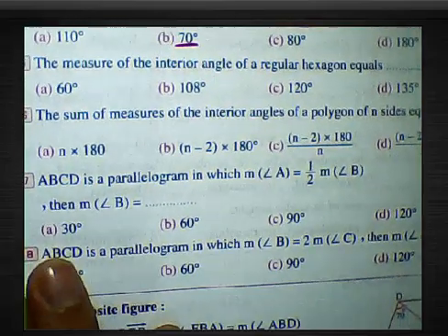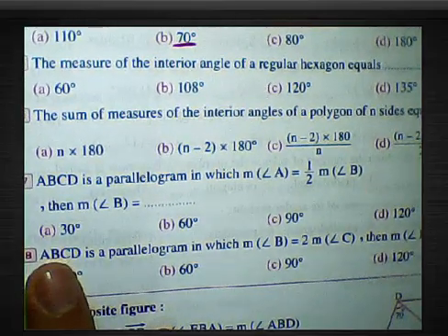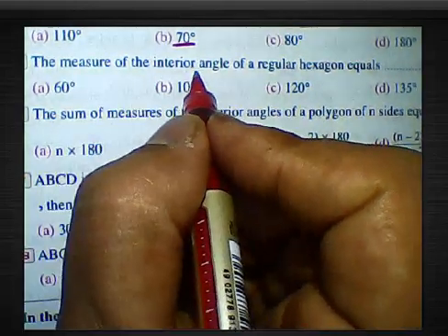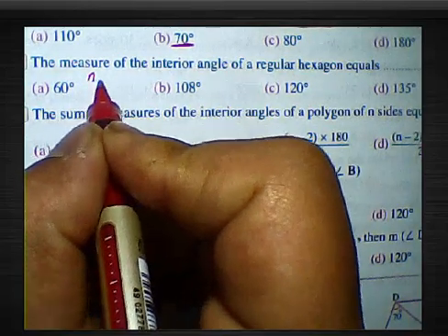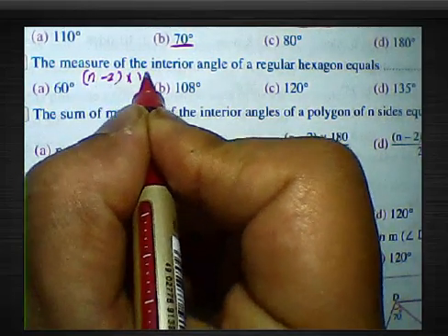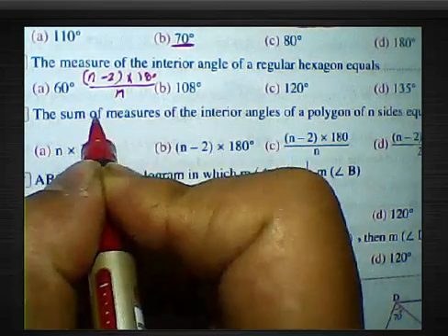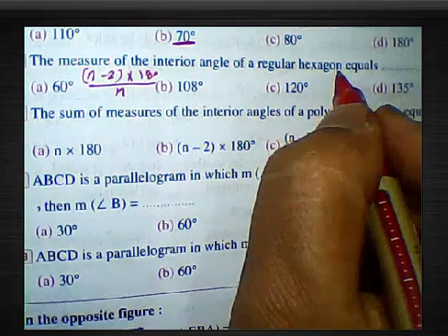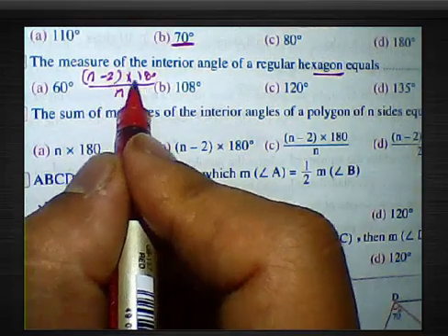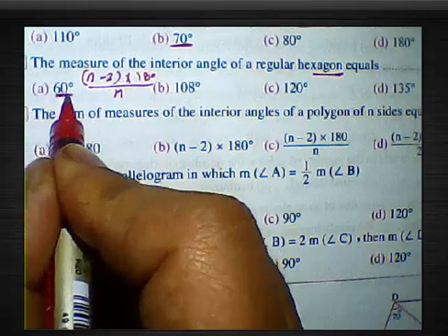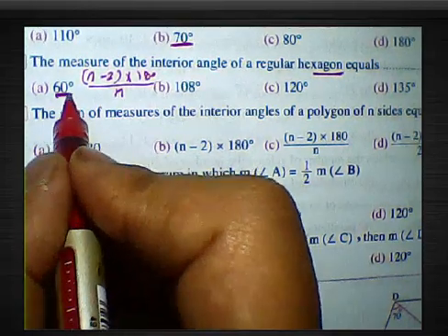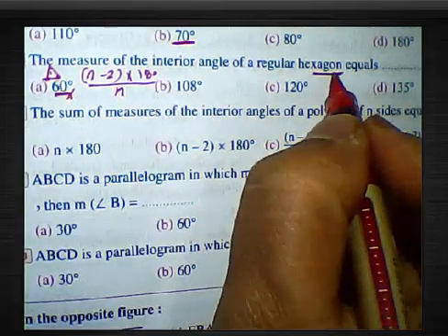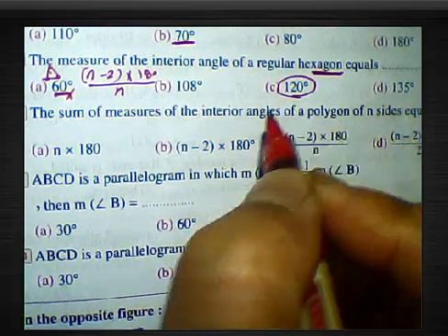Okay. The measure of interior angle of a regular hexagon equals what? Ask yourself about measure of interior angle. We know the rule will be n minus 2 multiplied by 180 divided by n. N equals 6, because we have 6 sides in a hexagon. 6 minus 2 times 180 divided by 6, it will be 60 degree. No, that's for a triangle. If we have a triangle, the angle will be 60, but we have a hexagon here. The result will be 120.